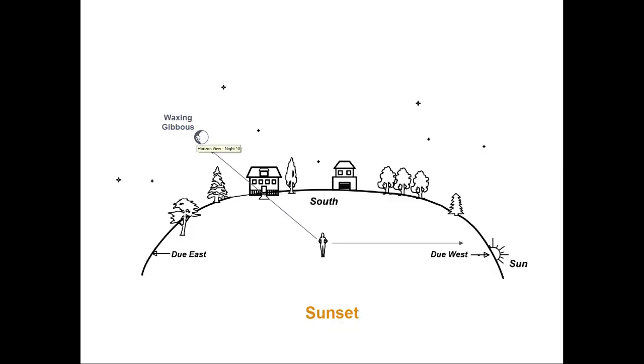So waxing gibbous is over here. This is basically where the sun, this is in the west. The sun is setting, so the waxing gibbous has risen a little bit before the sun has set.